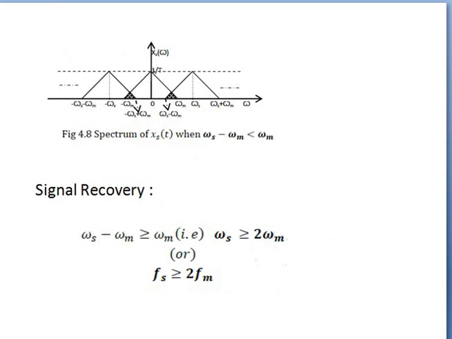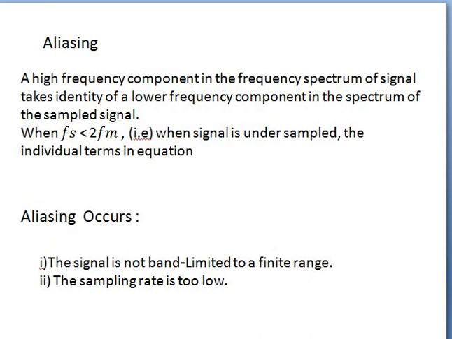Then undersampling, that is omega s minus omega m is less than omega m. In this case the high frequency component of the input spectrum is overlapped with the low frequency component of the sampled spectrum. This causes aliasing. Then for signal recovery, omega s minus omega m is greater than omega m, that means omega s is greater than 2 omega m, or fs is greater than or equal to 2 fm, for a lossless signal recovery.